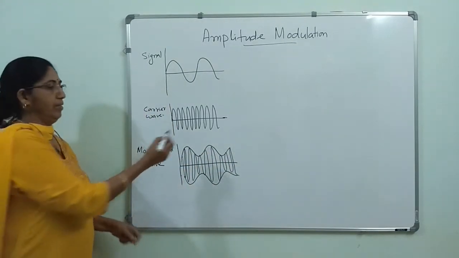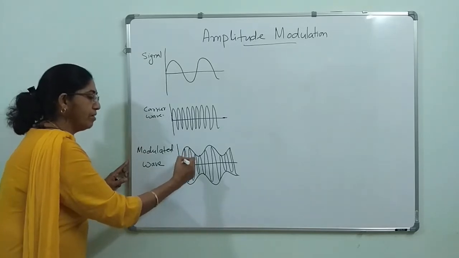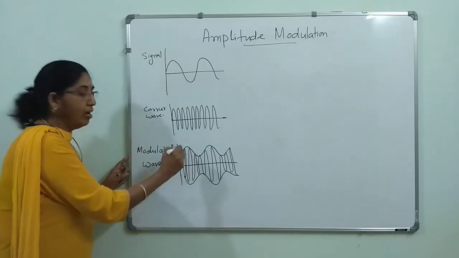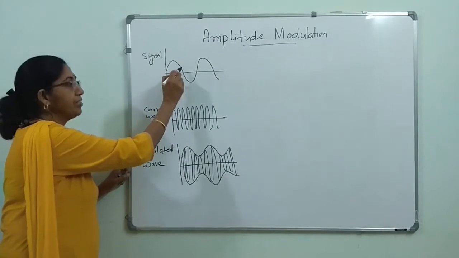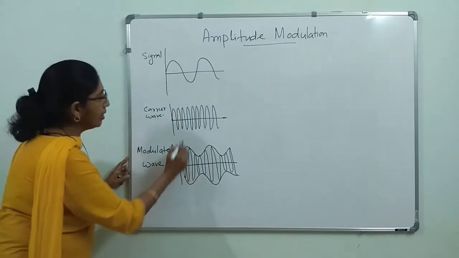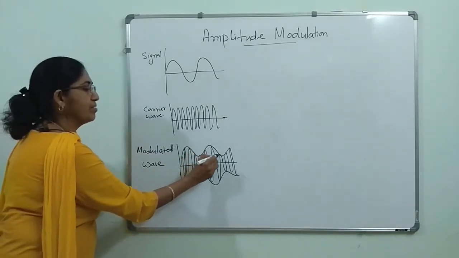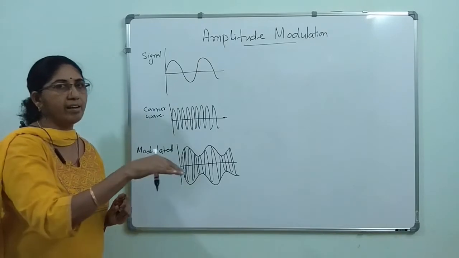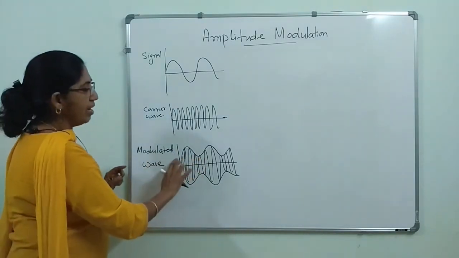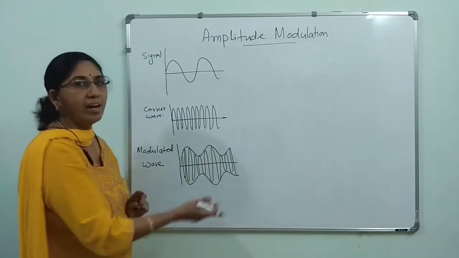See, what happens is the amplitude of the carrier wave is getting modified according to our signal. So you can see that the carrier wave is carrying our signal as an envelope. Over the carrier wave, the signal is placed and this can take the signal to a large distance.